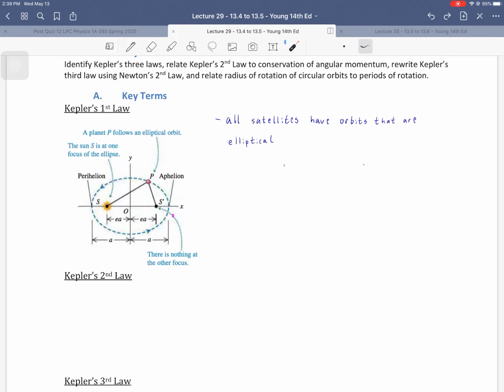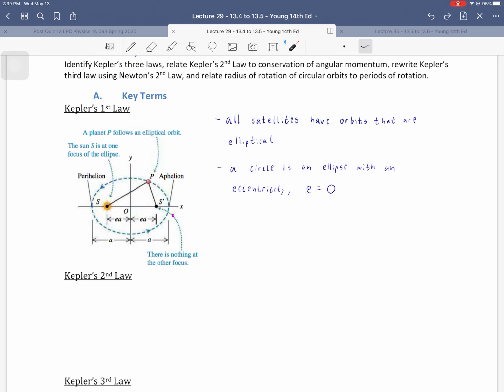So all of Kepler's laws are about orbits. They're based on his observations of the night sky with the naked eye. He wasn't using a telescope, unlike Galileo. And that first law says that all satellites have orbits that are elliptical. Okay? So the moon takes an elliptical orbit around Earth. Earth takes an elliptical orbit around the sun. Of course, Earth being a satellite of the sun, the moon being a satellite of Earth, both natural satellites. Okay, so that's Kepler's first law.